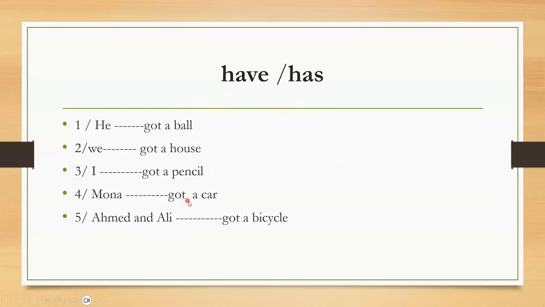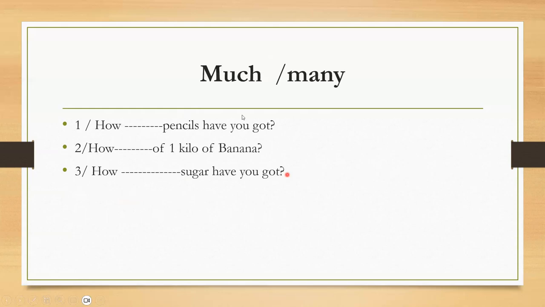Muna dash got a car. Has or have? Is Muna singular or plural? Muna is singular. Muna has got a car. Okay. Number five: Ahmed and Ali is the plural. I will use have with the plural. I will say Ahmed and Ali have got a bicycle.